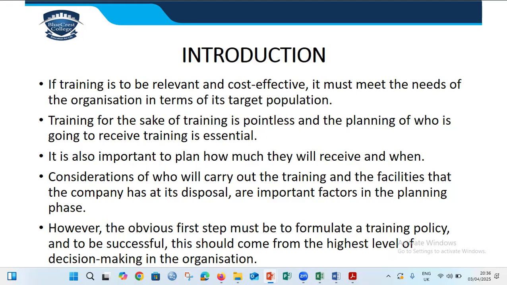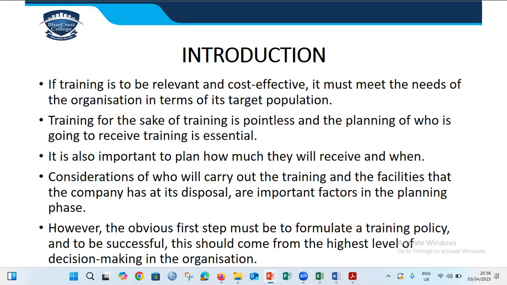Okay, so considerations of who will carry out the training and the facilities that the company has at its disposal are very important factors in the planning phase of every training session. However, the obvious first step has to be the formulation of a training policy. All right. So once you have a training policy formulated, then you know that you are started, okay?